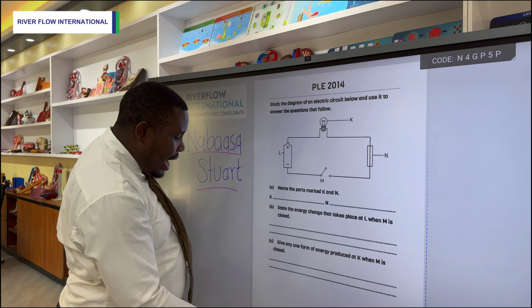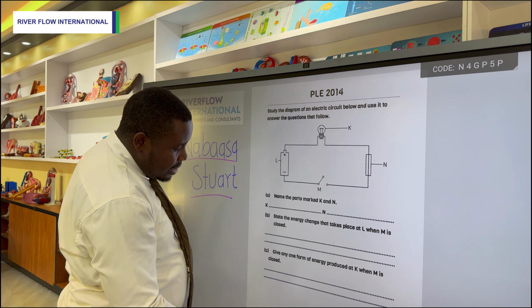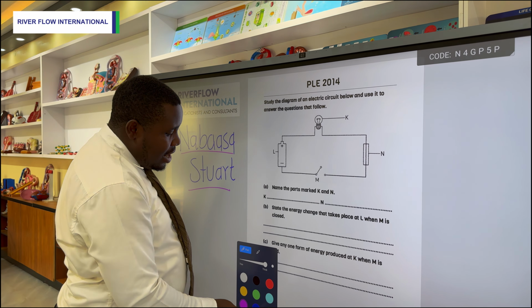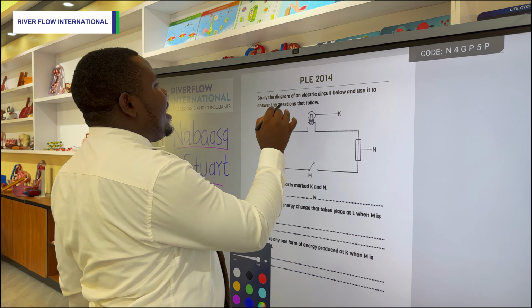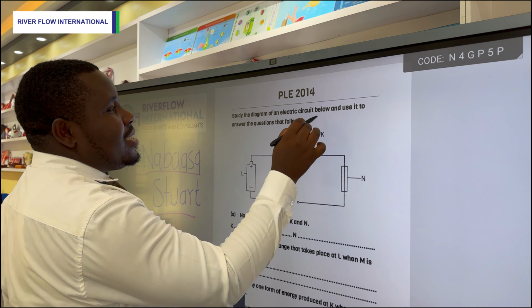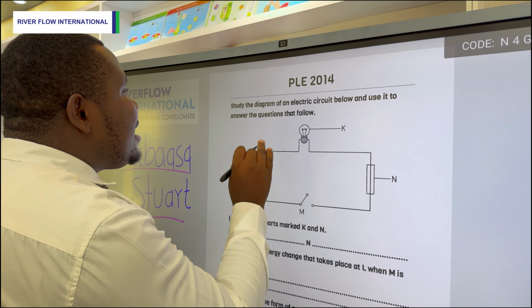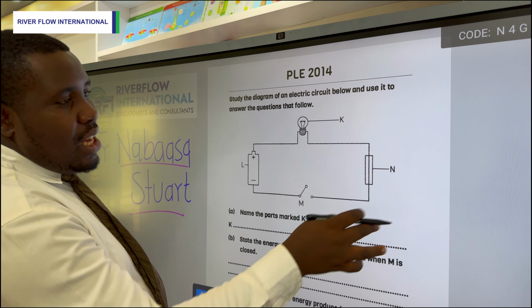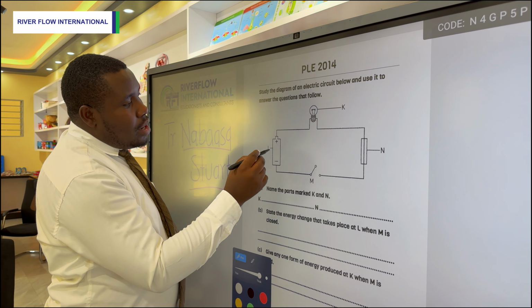Today we are in the year 2014, and we are going to look at this interesting question. Get ready for it. Study the diagram of an electric circuit below and use it to answer the questions that follow. So this is the circuit. You can look at this one.